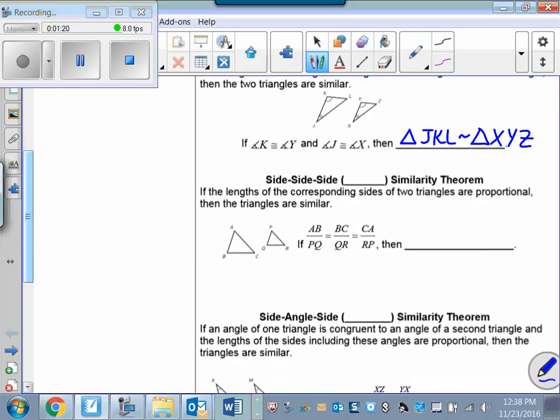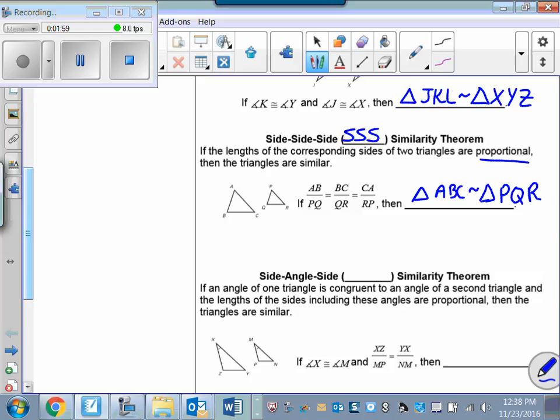Okay, we also have a side, side, side. Just like we have a congruence theorem, we have a side, side, side similarity theorem. And it says if the lengths of the corresponding sides of two triangles are proportional, not congruent, then the triangles are similar. So in this case, if I know that all the sets of corresponding sides are proportional, then I can say that triangle ABC is similar to triangle PQR. So I don't have to prove anything about angle congruence. If I know all of the corresponding sides are proportional, I can hop right in there thanks to this theorem and say those triangles are similar.